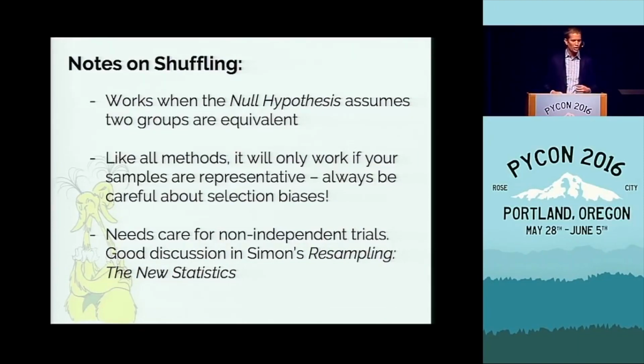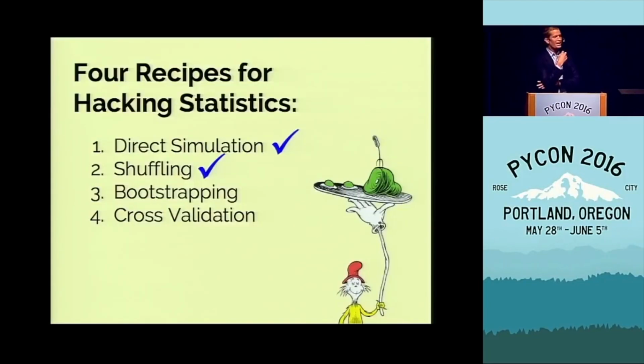If you want to read more about this, there's Simon's Resampling: The New Statistics. It's a book that you can go and look into that goes into this in a little more detail. But anyway, shuffling is a nice way to use this sampling approach when you don't have an a priori model of the data that you're looking at. Another very similar approach is something known as bootstrapping, and that's what I'm going to talk about next.